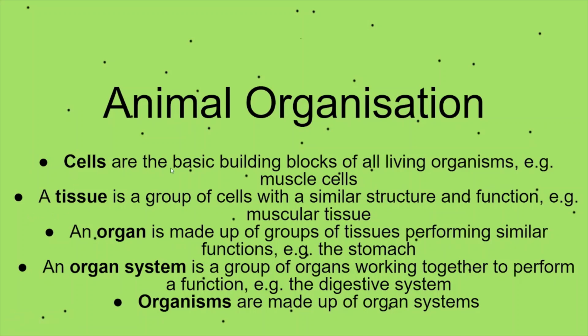Cells are the basic building blocks of all living organisms. Tissues are a group of cells with a similar structure and function. Organs are made up of groups of tissues performing similar functions. An organ system is a group of organs, and organisms, we're organisms, we're made up of organ systems.